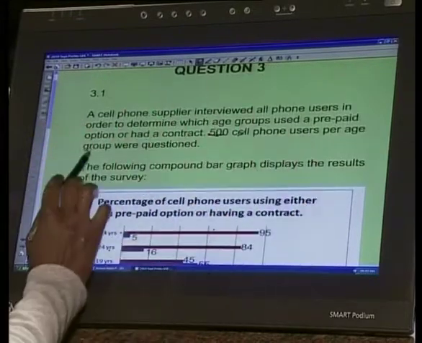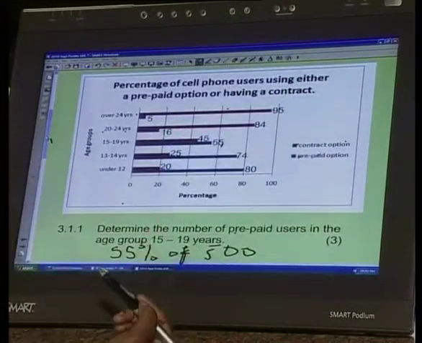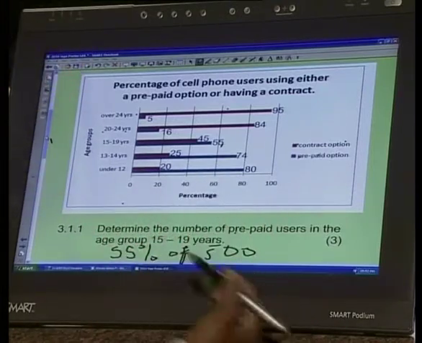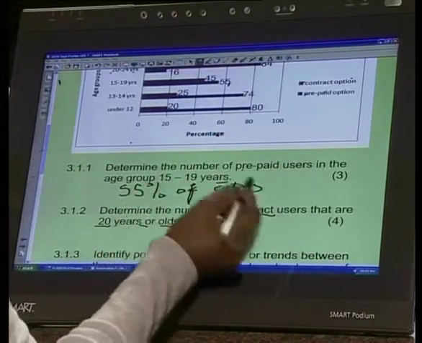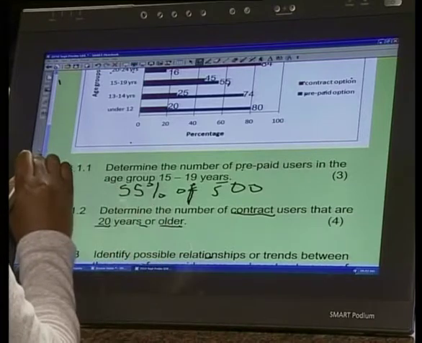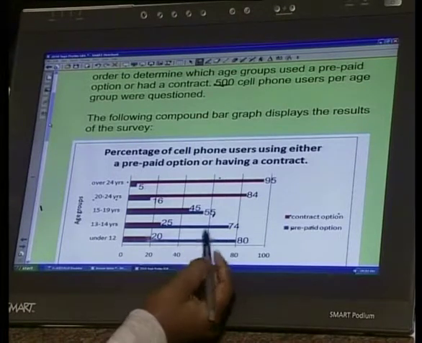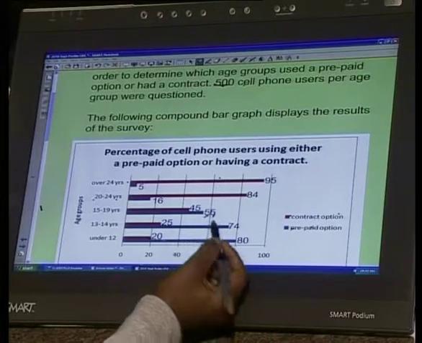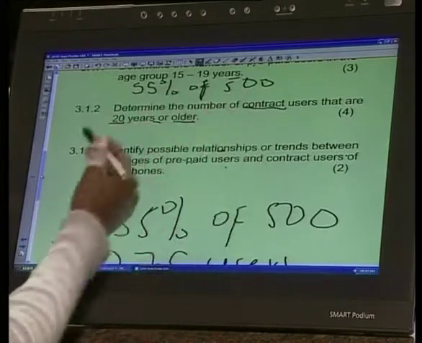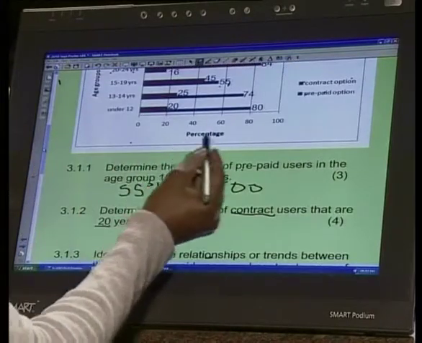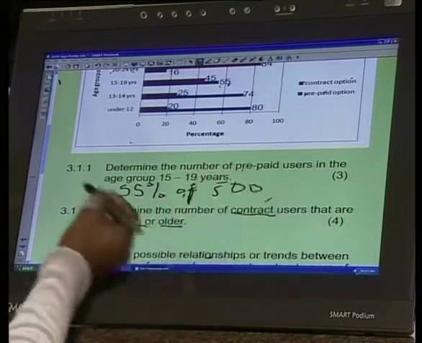Here it simply said to you, 500 cell phone usage per age group. So if you look here, I'm giving the percentages. So I'm trying to wrap up what I've been doing here so that you can really understand and not be confused. It says prepaid users in the age 15 to 19. Here I said 55%. One can ask, where did you get that 55%? Here you have been given that 55%. So definitely you get everything from the graph, and you must remember it's your percentage. So you simply say 55% multiply by 500. Then you simply get your answer.